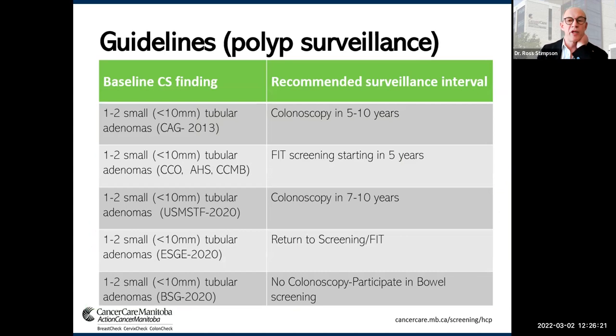So I want to talk a little bit about polyp surveillance, because the concept has come up in more recent years of what we call minimal increased risk. Individuals with 1 to 2 small, that is less than 10 millimeter, tubular adenomas are deemed to be possibly at only a slightly increased risk of colorectal cancer. In fact, studies have shown that these individuals very often have a risk of colorectal cancer which is actually lower than the general population. So this is very interesting.